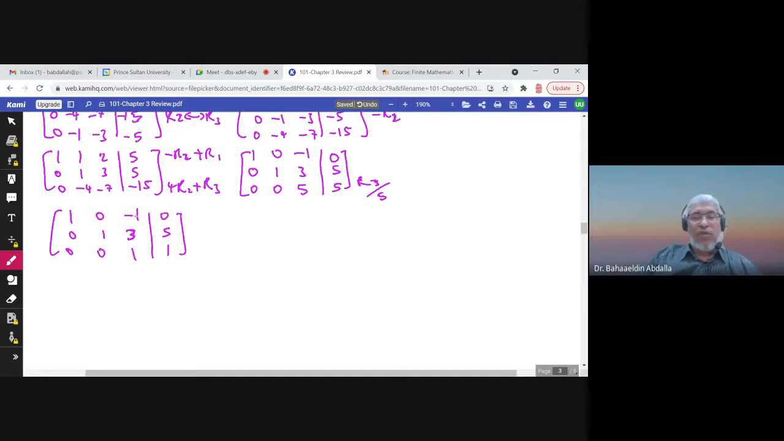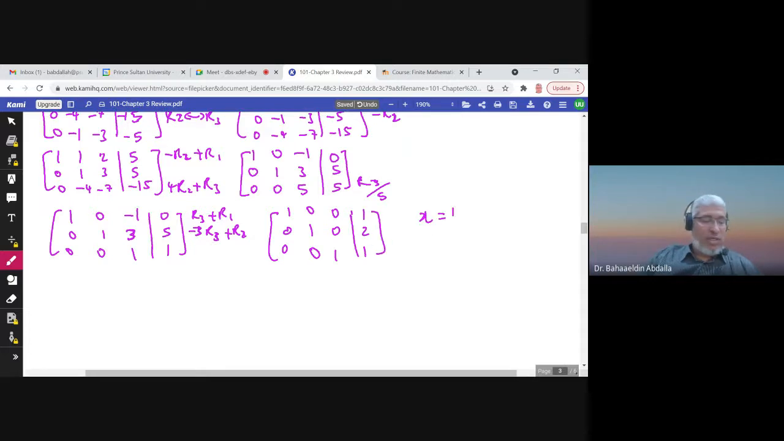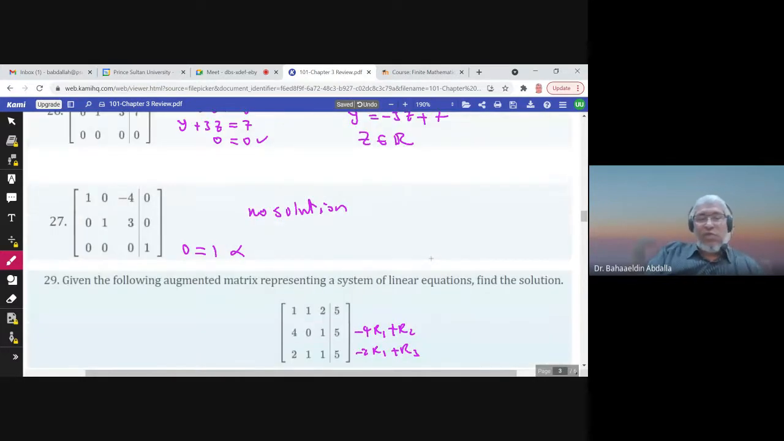And now we use this one to make these two numbers zeros. So negative 3 R3 plus R2 and R3 plus R1. And here the last row is not changing. And since these two are zeros and we're using the last row, these numbers will not be changed. And now negative 3 plus 3 is 0, and negative 3 plus 5 is 2, and 1 minus 1 is 0, and 1 plus 0 is 1. And this means that x is 1, and y is 2, and z is 1. And that's the solution of the system.